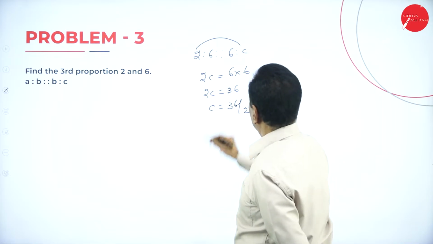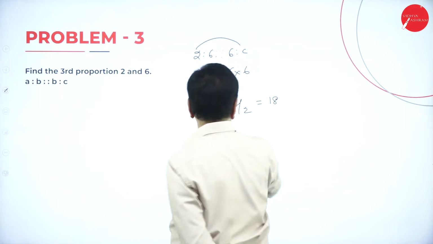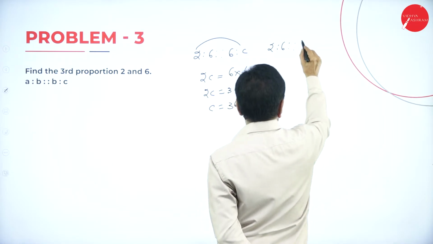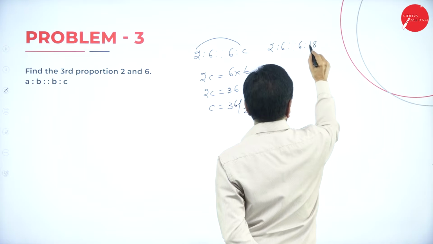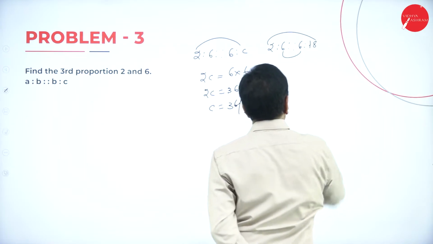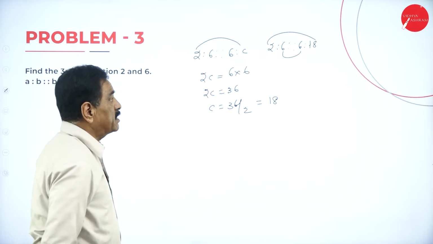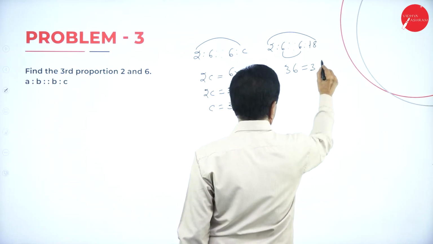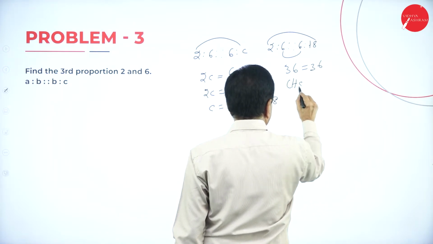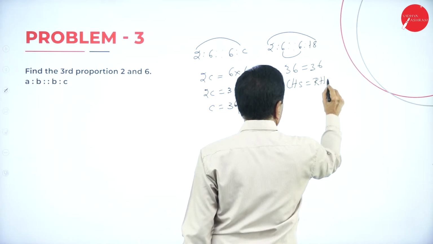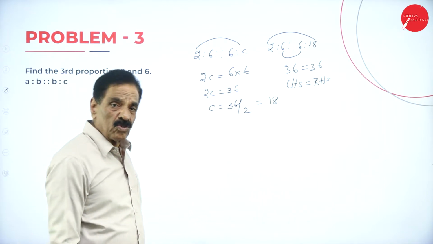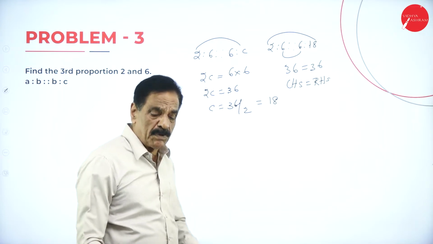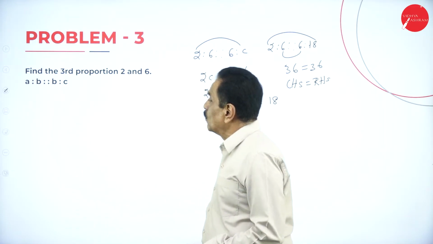So 2 is to 6, and 6 is to 18. See that? 18 twos are 36, 6 sixes are 36. So 36 is equal to 36. LHS is equal to RHS. Though it seems very, very simple, first you have to learn this, then we'll go to the big problems. Then we move on to the next.